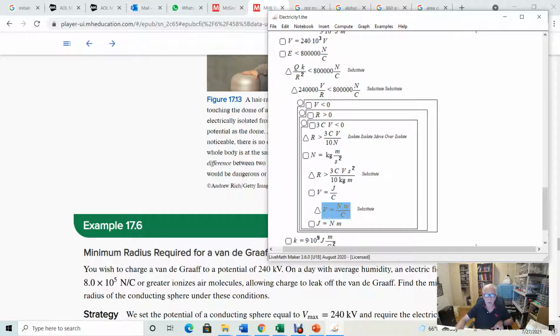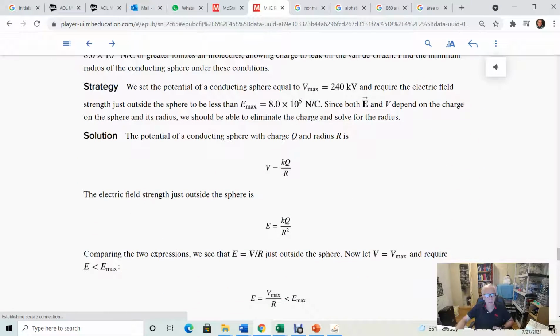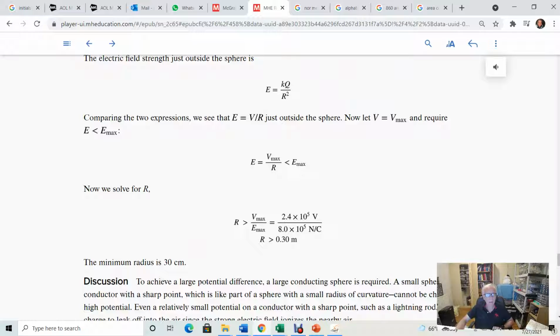Let's continue our calculation here. Volts, newtons, kilogram meter per second squared, and we must have a result in meters, 0.3 meters. Let's see if we got 0.3 meters. Yeah, 0.3 meters. That's the minimum radius of your Van de Graaff sphere at an electric potential of 240 kilovolts. So the electric field is not strong enough to ionize the air around and discharge the sphere. That's what it's all about.